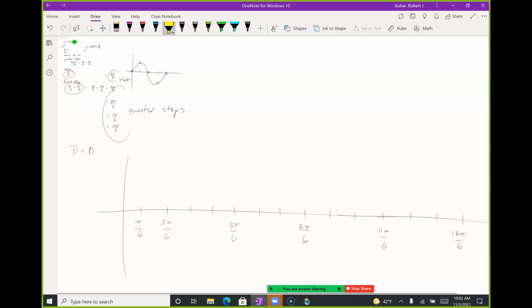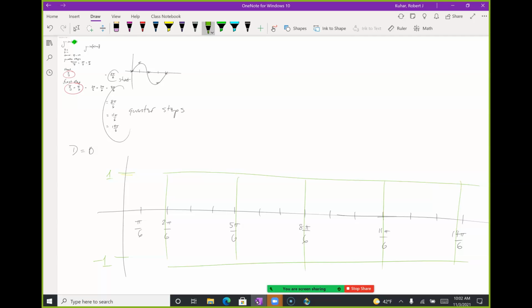And I know my amplitude is 1. So I've got my box here now, and I've got my quarter steps. And I know sine starts at 0, goes to 1, back to 0, down to -1, back to 0. And there's my curve. So that process, every time, you're gonna have one question like it.